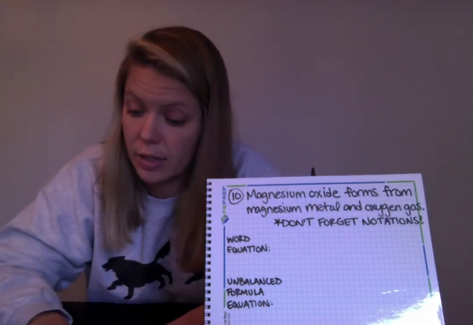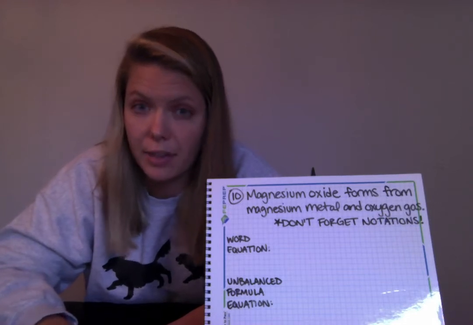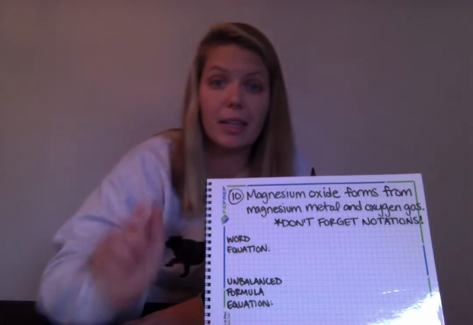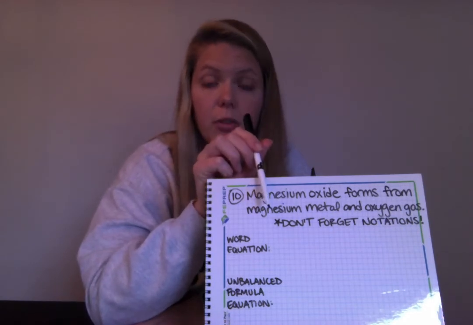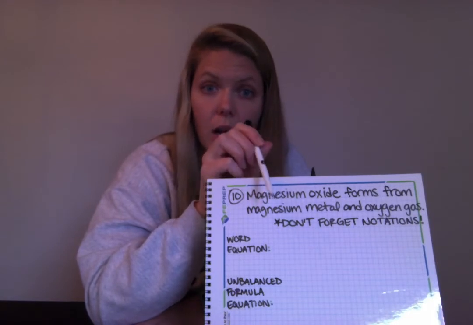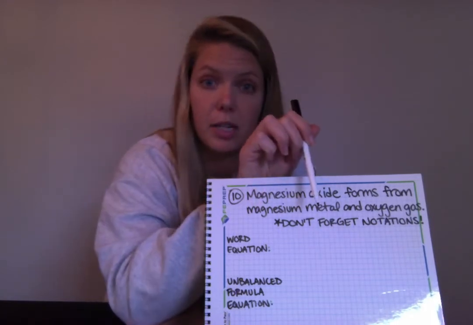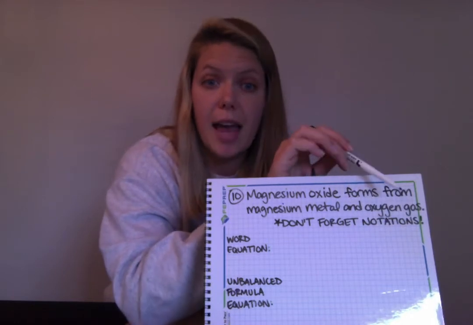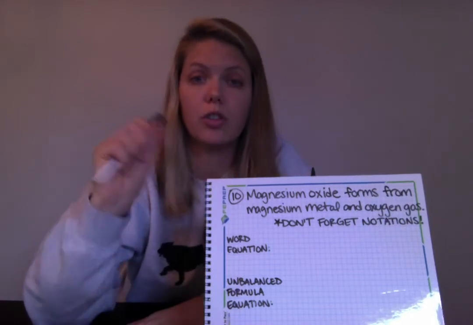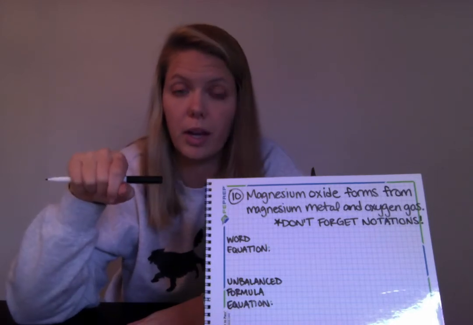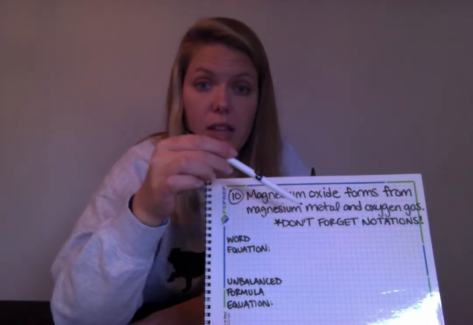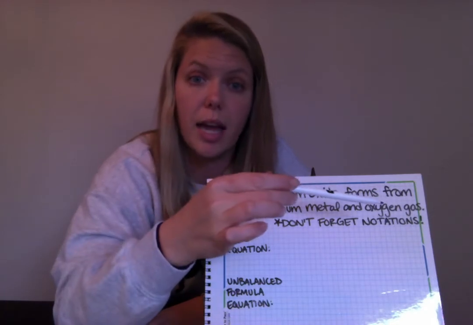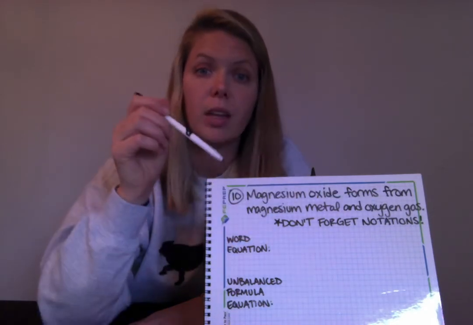It also says it forms from magnesium metal and oxygen gas. So magnesium metal is going to be our first reactant. The symbol for magnesium is Mg, and metal means it's going to be a solid. And oxygen gas: oxygen is one of our diatomic molecules, so you're going to write O2. So your reactants, what we're starting with, are the Mg and the O2. Don't forget to write your state of matter, which is solid for magnesium, and g, gas, for oxygen.